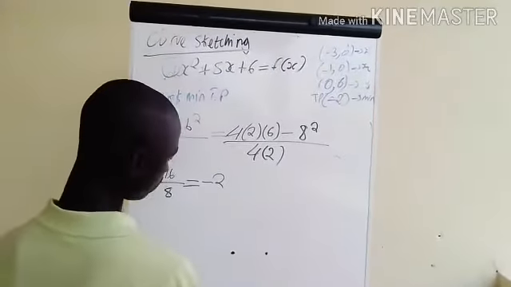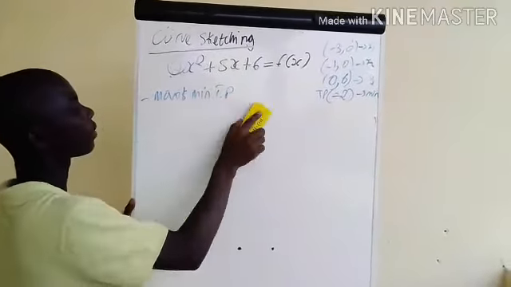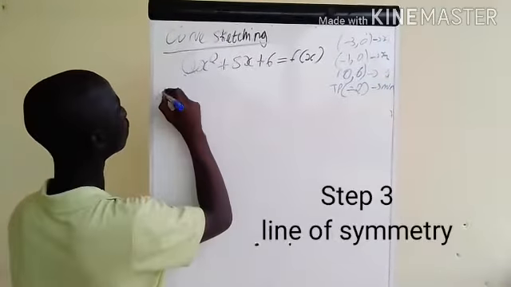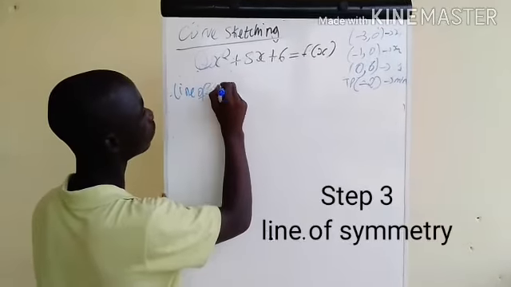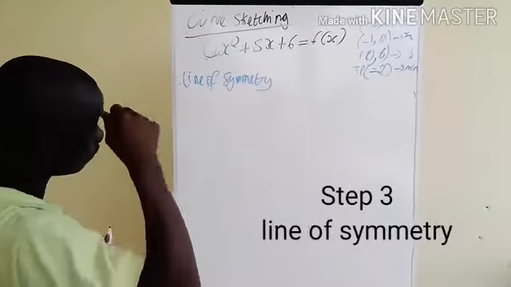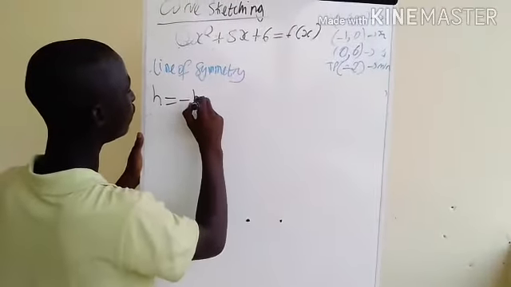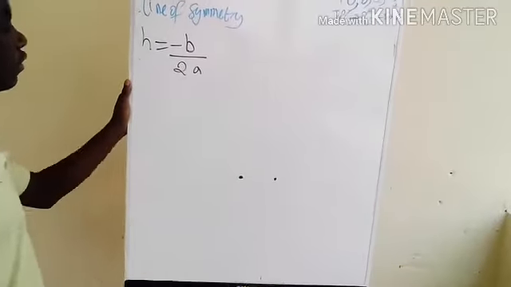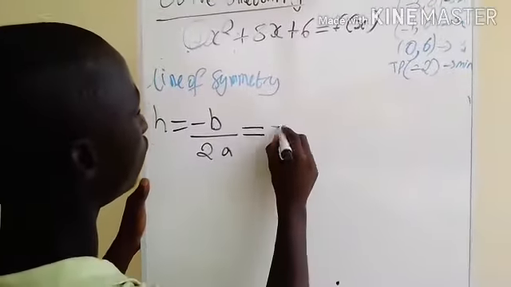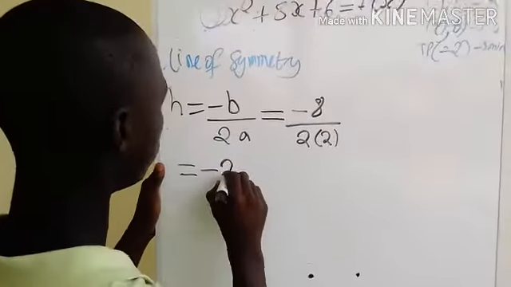Let's move to the last step, looking for the line of symmetry. The line of symmetry, x, is equal to negative b over 2a. This is the formula for finding the line of symmetry. So this is going to be equal to negative 8 divided by 2 times 2, which is equal to negative 2.